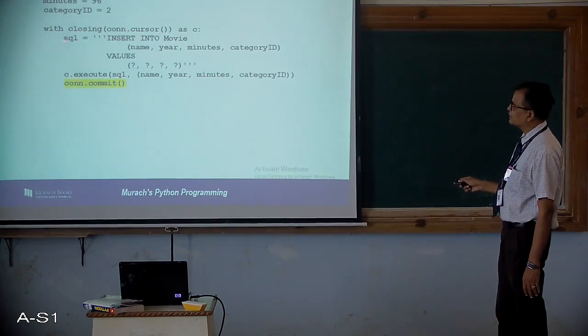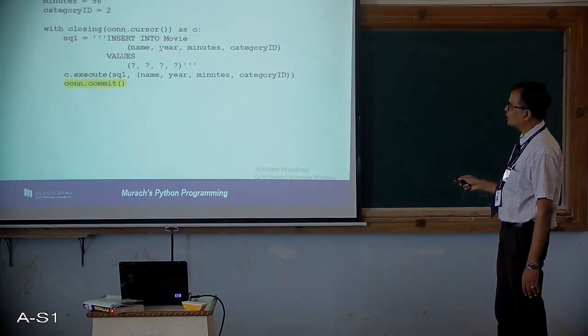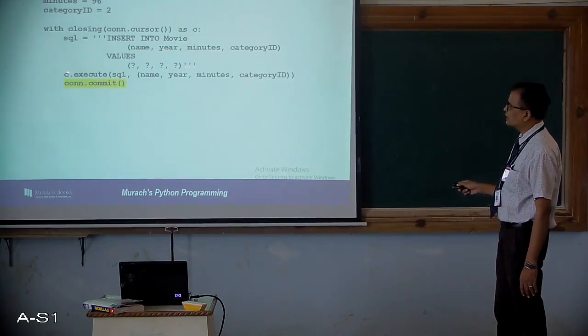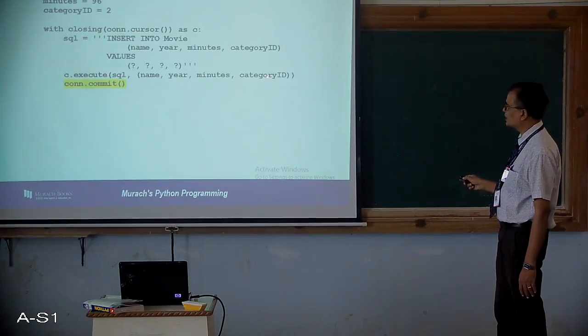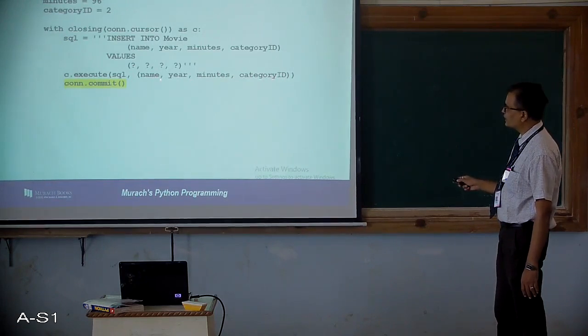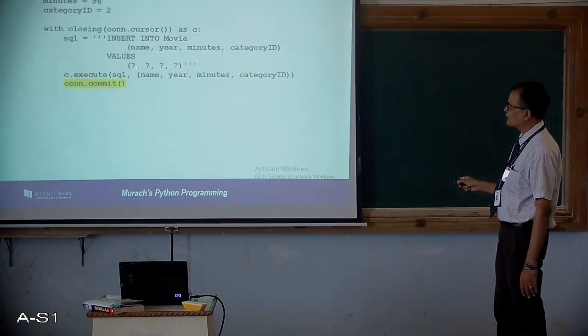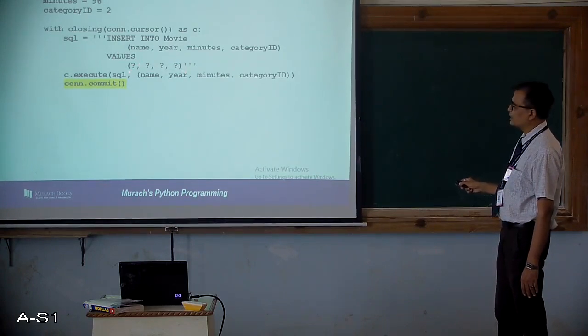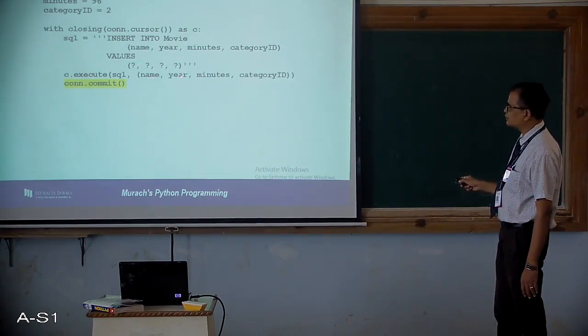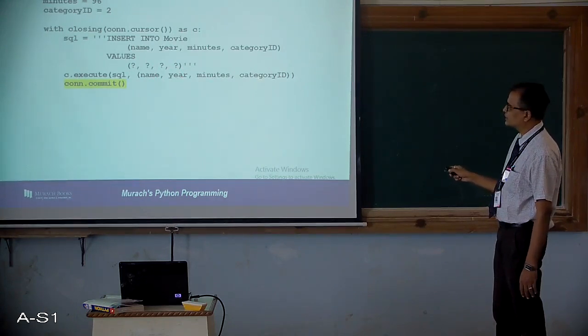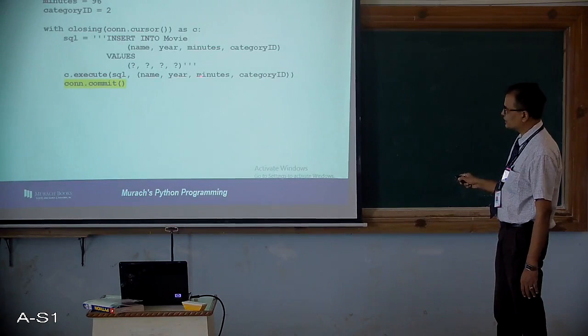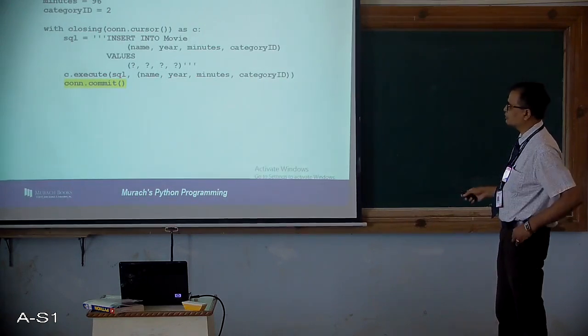Then this is the query: SQL is equal to insert into movie, name, year, minutes, and category ID. Values are the values that we pass. Then execute SQL, name, year, minute, and category ID. So these name, year, minute, category ID values get substituted for these 4 question marks. Hope you understand, right? Instead of writing the values directly, we have written a placeholder question mark, and this placeholder will get the values substituted from these variables that are created in the beginning.